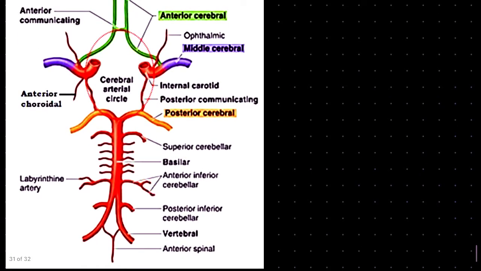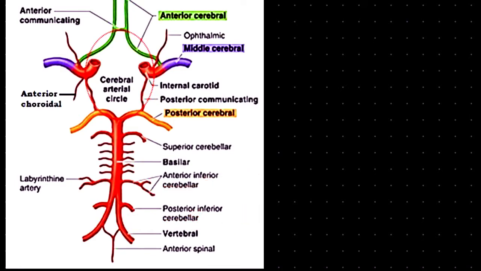Initially, what can we see? We can see the anterior inferior cerebellar artery, AICA. Here the posterior inferior cerebellar artery, PICA, is a branch of what? It is a branch of the vertebral artery. But the anterior inferior cerebellar artery is a branch of the basilar artery. That's all.